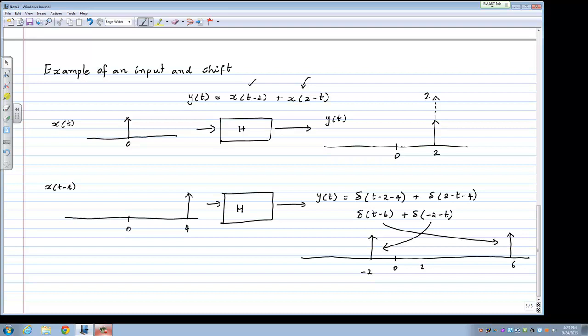In fact, the simpler example to see this could have been just the system y of t is x of 2 minus t, or even just x of negative t. These systems are all not time invariant. Now, of course, when you see x of t minus 2 plus x of 2 minus t, these problems look more complicated, so it's a good idea to work out a couple of these things.